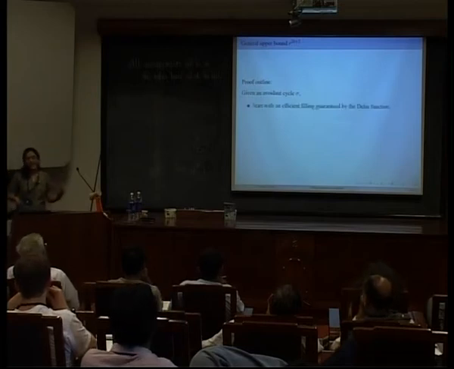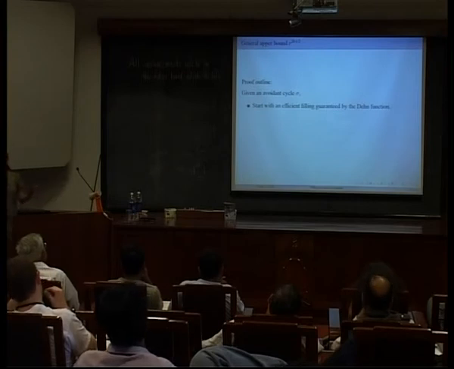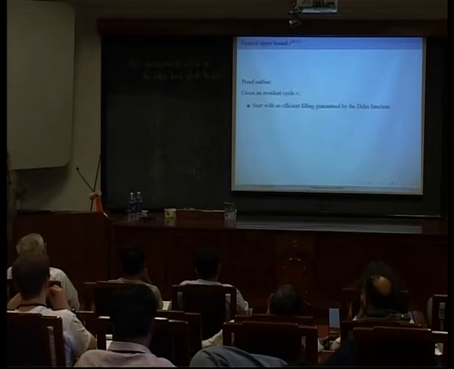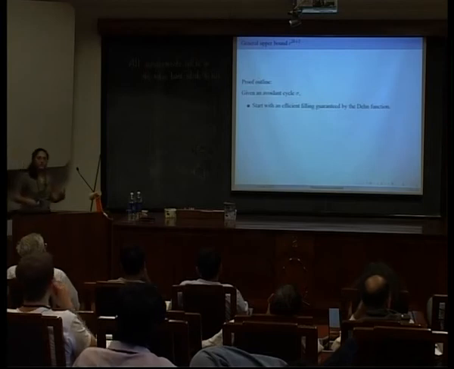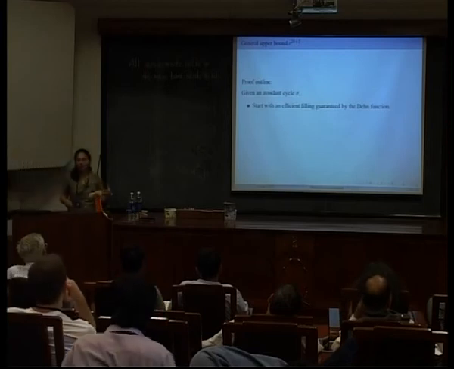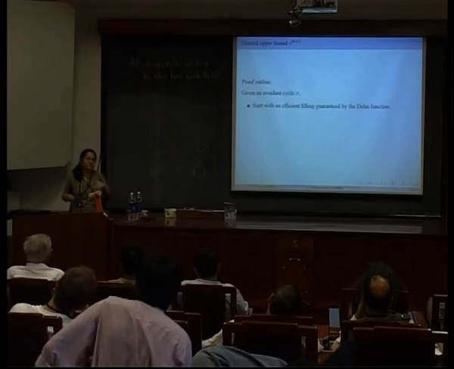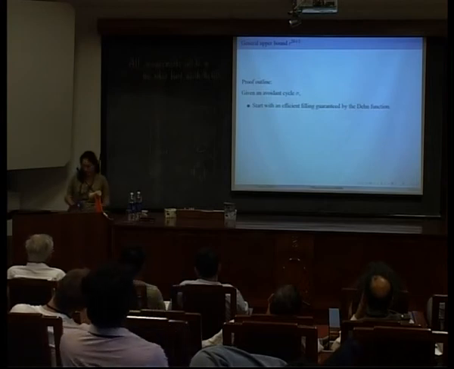First, start with any efficient filling that's guaranteed by the Dehn function. So we have some control on its volume. But the problem is this filling is not, in general, going to be avoidant. So we need to find a way to modify it while changing its volume as little as possible.